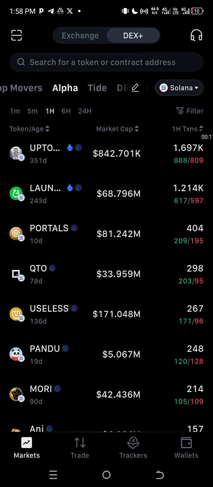Now, there's this strategy that I use. It's very simple. You can use it on DEX. You can use it on centralized tokens. You can use it on any platform. It works absolutely well. Now, go over to Alpha.